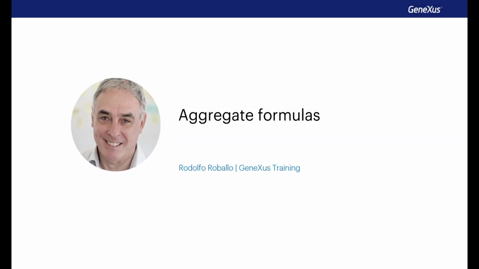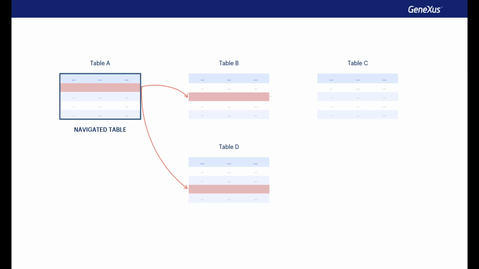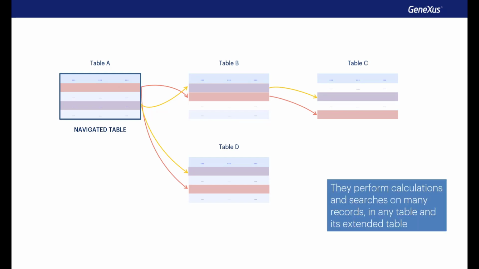Here's a more detailed analysis of aggregate formulas and examples of their use. First, let's review some concepts. Aggregate formulas allow you to perform calculations or searches involving many records in a table and related values from the extended table of the table run-through.